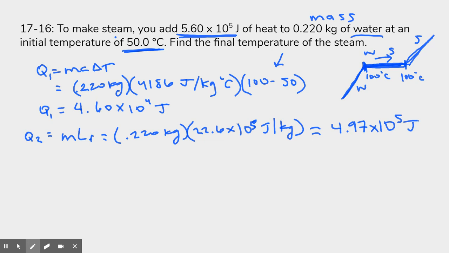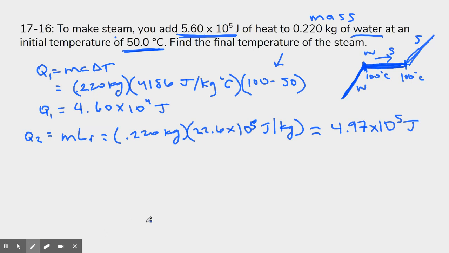All right, so there's my Q1, the amount of heat needed to get the water from here to start the conversion to steam process. And then Q2 is the heat needed to get across this point to get to the next point. So now for step 3.